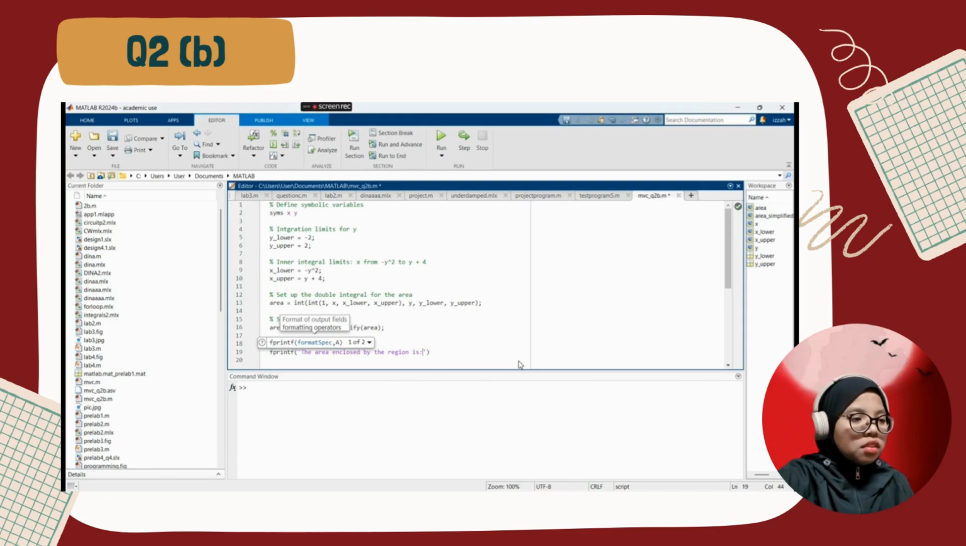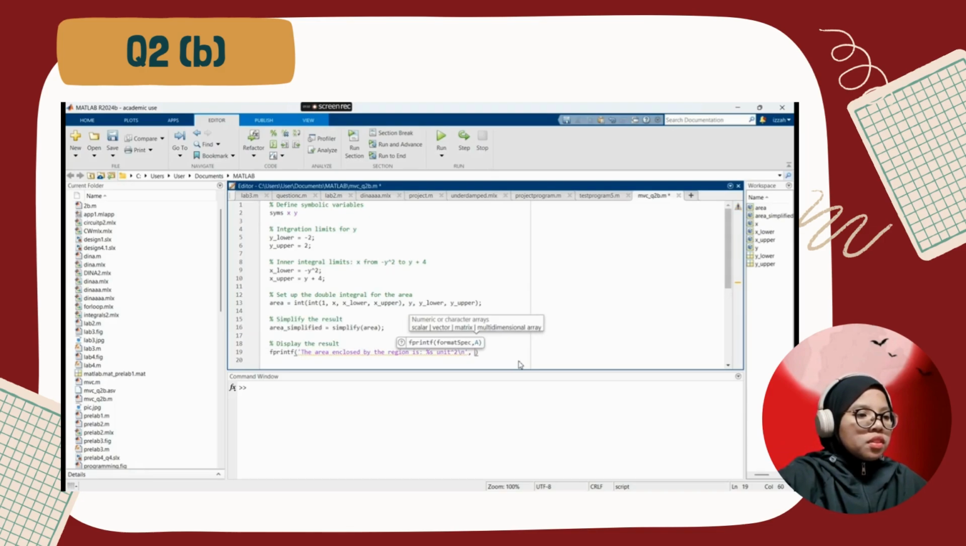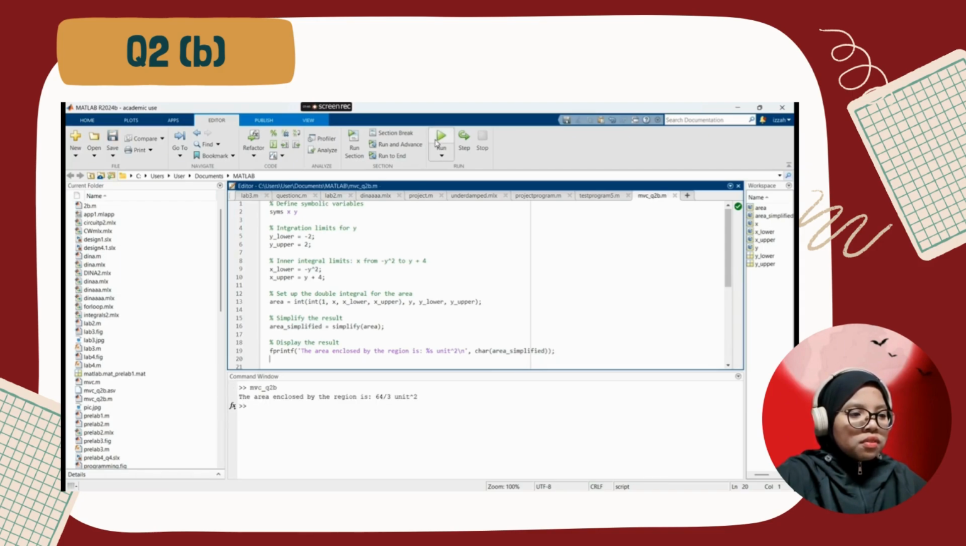To get a clear result, we use simplify, which refines the output, and the final calculated area is then displayed by using the print result, 64 over 3 square units. When we run the MATLAB, we actually get the following output in the command window. So the area enclosed by the region is 64 over 3 unit square.